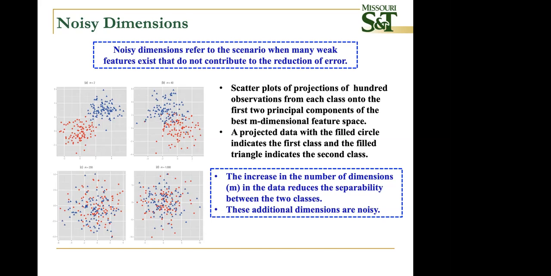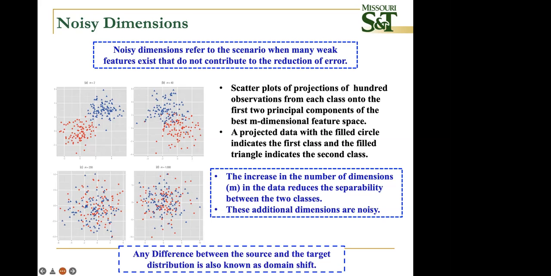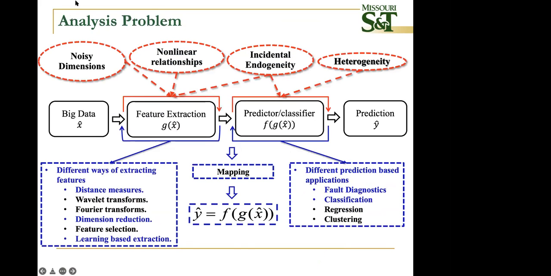So this is one of the issues with big data. Any difference between the source and the target distribution, we call a domain shift. These are the technical terminologies we use. So what is the analysis problem, and why is this a big deal right now?